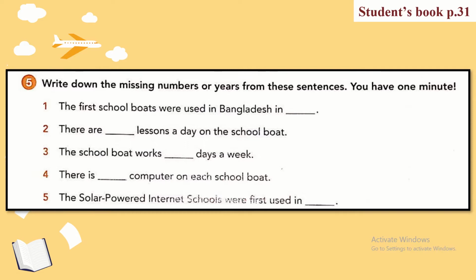Again, pause the video and write down the missing numbers or years from these sentences in your student's book. Please remember, do not take more than 1 minute for this activity. Number 1 is, the first school boats were used in Bangladesh in 2002. There are 3 lessons a day on the school boat. Number 3 is, the school boat works 6 days a week. Number 4 is, there is 1 computer on each school boat. Number 5 is, the solar-powered internet schools were first used in 2011. Did you get your answers correct?